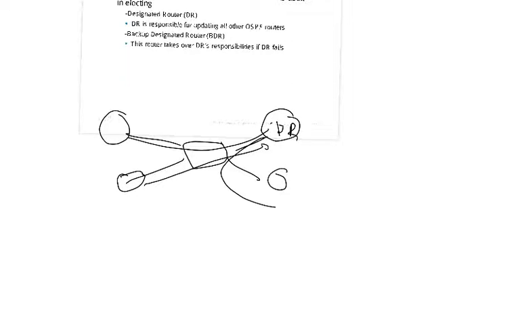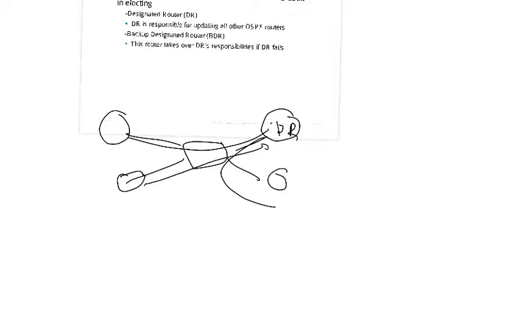So this way we can reduce the traffic drastically, right? So this is the main concept of the designated router and a backup designated router. There are some issues with that, and that's why EIGRP did not bother using this. Okay, there are some issues with that.